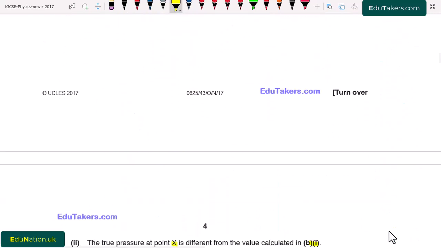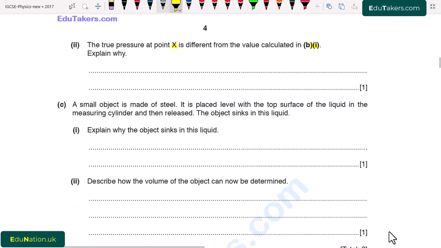I write here atmospheric pressure is also acting at the top of the liquid.